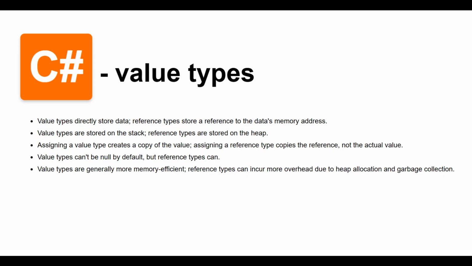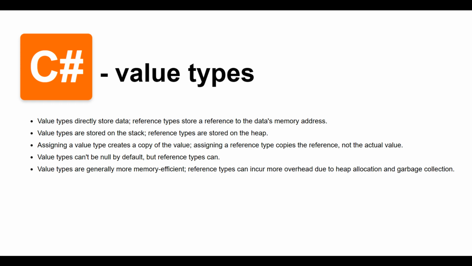Value types and reference types are two categories of data types in C#. The key difference between them is how they store and manage their data. Value types directly store the data. When you create a variable of a value type, the system allocates memory to store the value. In C#, simple data types like int, float, bool, char, and struct are all value types.